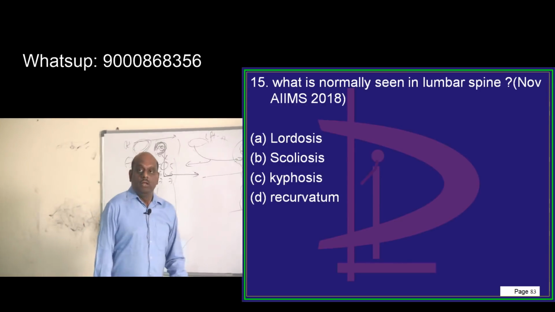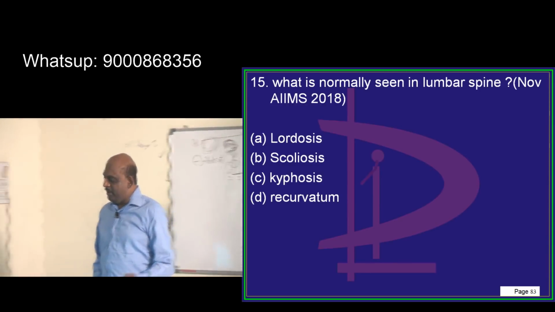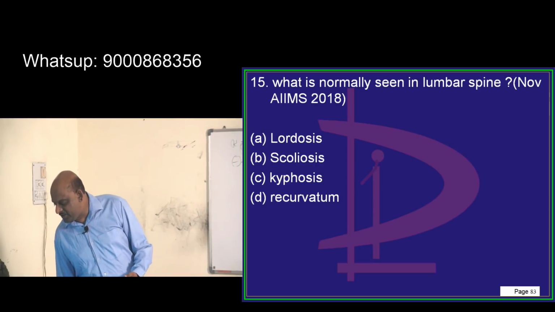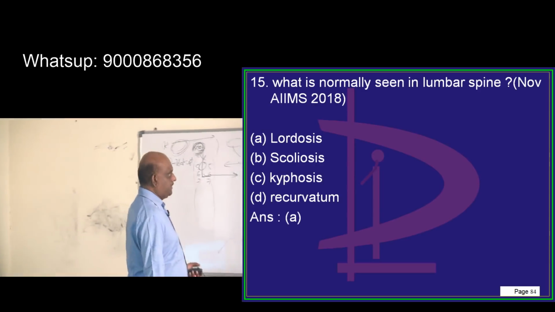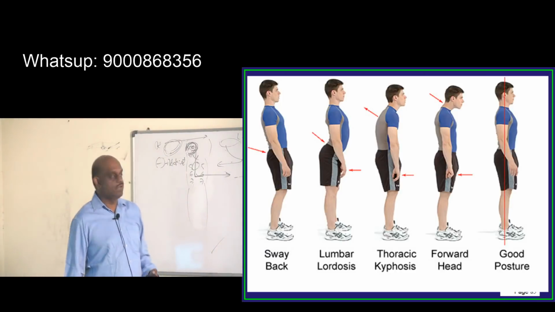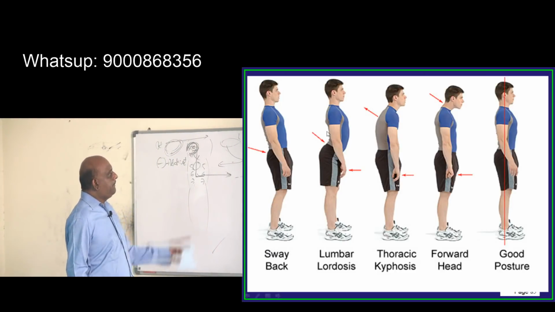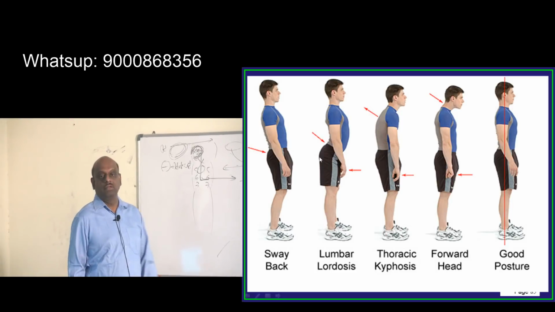Now, doctor, normally in the lumbar spine, is there any abnormal curvature? That is a very important question. Yes, lordosis. Anterior bowing is called lordosis.